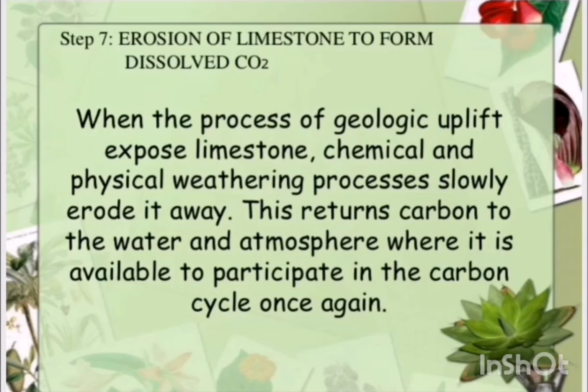Step 7 is erosion of limestone to form dissolved carbon dioxide. When some chemical or physical factor causes geological uplift, it causes the exposure of limestone, and due to corrosion it returns carbon dioxide to the atmosphere. When the process of geological uplift exposes limestone, chemical and physical weathering processes slowly erode it away. This returns carbon to the water and atmosphere where it is available to participate in the carbon cycle once again.